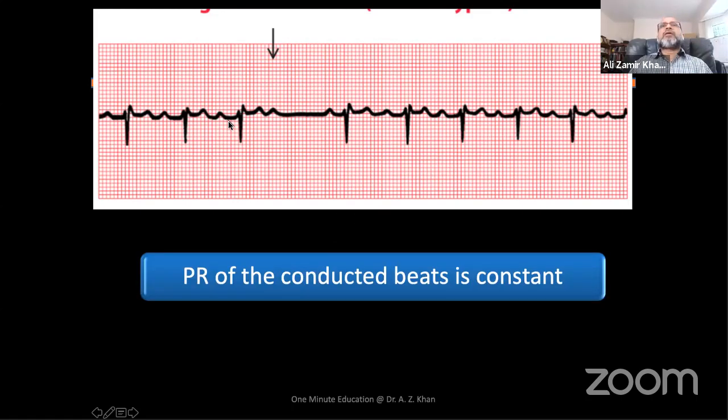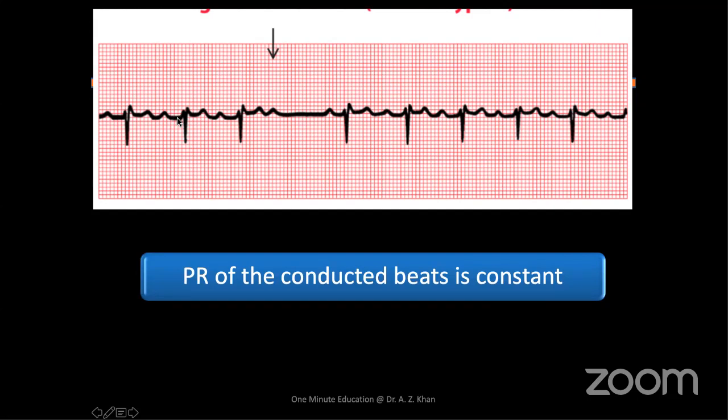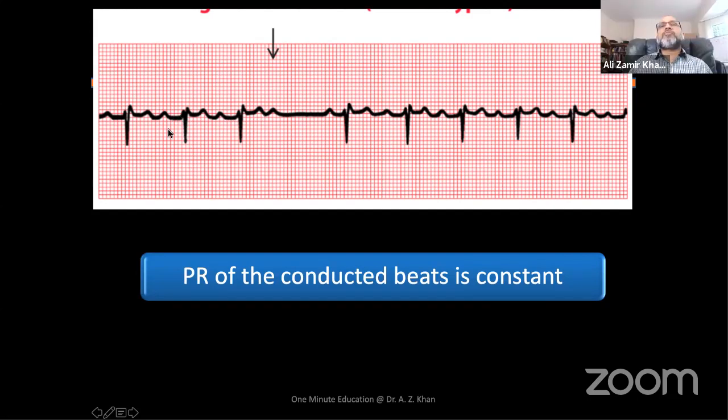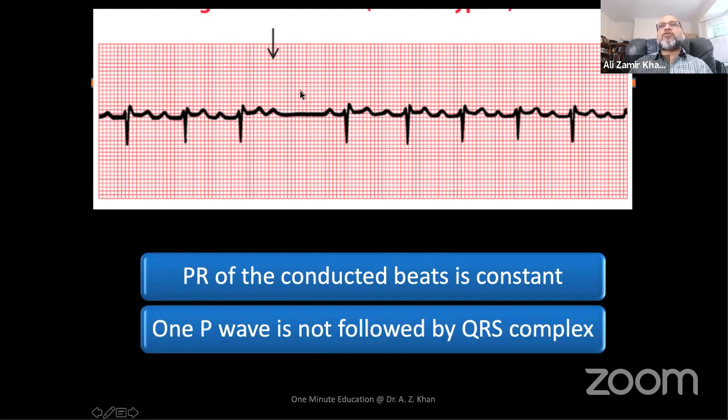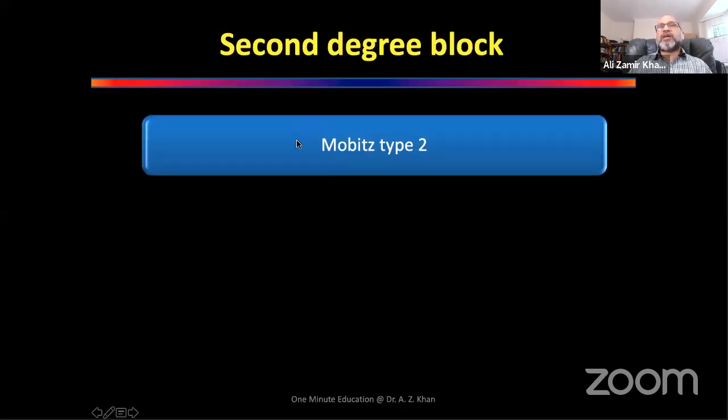The PR interval, where is the PR? This is the PR. The PR interval of the beat is constant, but one P wave is not followed by a QRS complex. In the previous one, the P wave was increasing, but in this one, one P wave has dropped. So this is also a type of second degree heart block, but it is called Mobitz type 2.